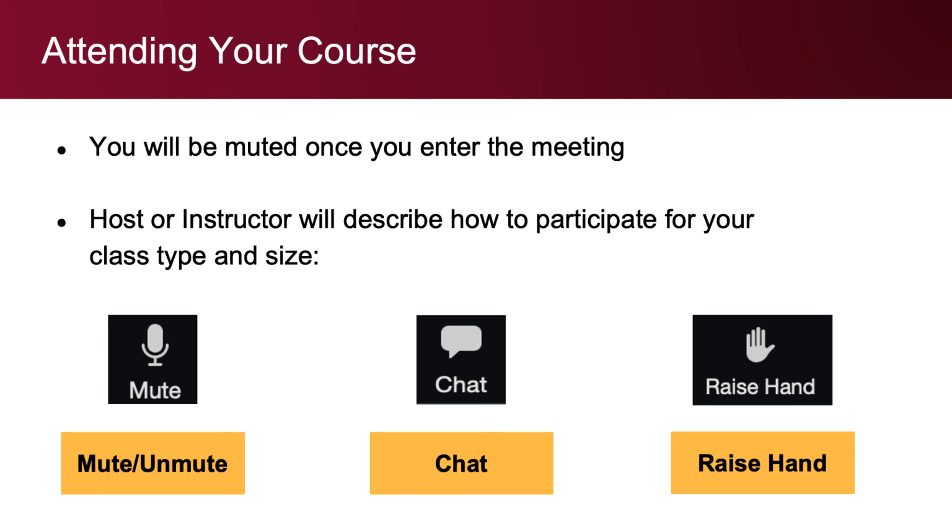In terms of muting, as I mentioned before, in most cases you will be muted as you enter the meeting. Your host or instructor for each course is going to describe how to best participate for the class type and size, because this will differ a little bit. If you wish to participate, you'll likely have to unmute yourself. You'll participate in your course, and we recommend that after you finish speaking, you mute yourself again, just to minimize any background noise. I think we all might have something in our house that makes noise, whether it be a TV or pets or doorbells or kids or anything like that, just to minimize distractions to the rest of the class.